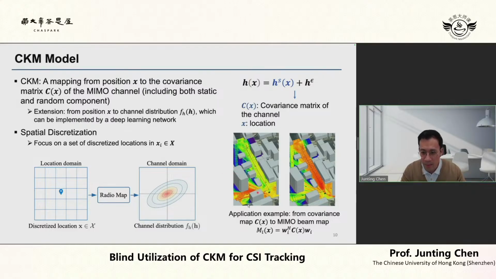So this is an application example for this radio map model. Now, say we construct a few beams, like beamforming vectors w_i, where i is from 1 to 10, for example. Each beam can correspond to a signal steering direction, right? And then if we compute the quadratic form between this beam and the covariance matrix, we get the MIMO beam map, right? So this is one application of such a CKM model.